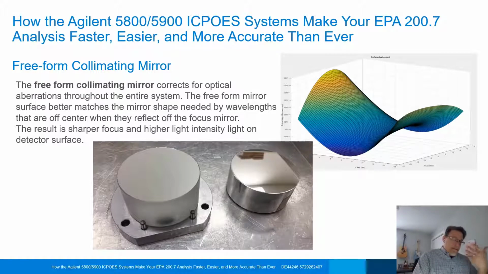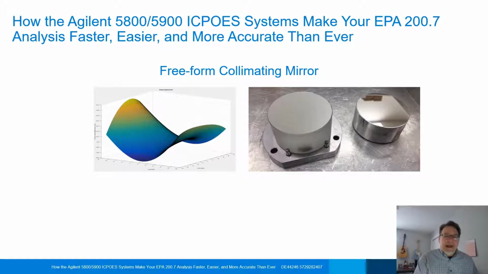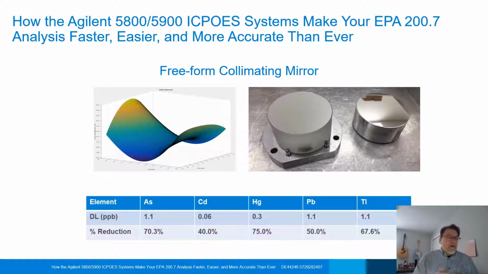So what does all this hand-wavy optics get us? And hopefully this doesn't get in the way of my slide. It doesn't. So the detection limits that we're seeing for some of the common toxic elements: arsenic at 1.1, cadmium is always great, mercury at 0.3 ppb, lead at 1.1, thallium at 1.1. The percent reduction from the previous detection limits, which were not shabby, is amazing. 70% for arsenic, 70% reduction in the detection limit.